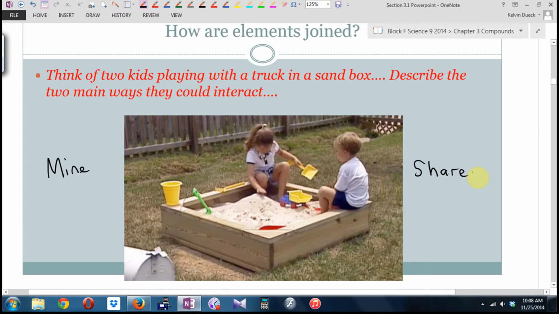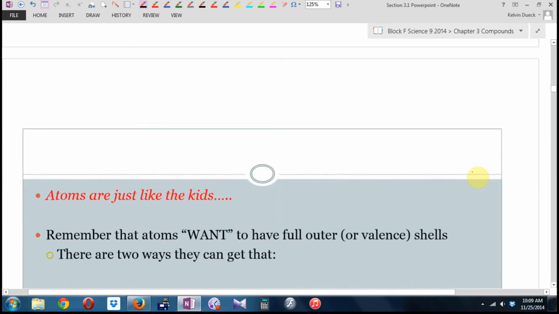It turns out you can use that analogy to talk again about how chemicals bond. One way they can bond is to steal electrons from each other. Mine! Another way they can bond is to share electrons with each other. Atoms are just like kids in our analogy. Remember, we said this. Atoms want to have a full outer or valence shell. And there are 2 ways they can get that.